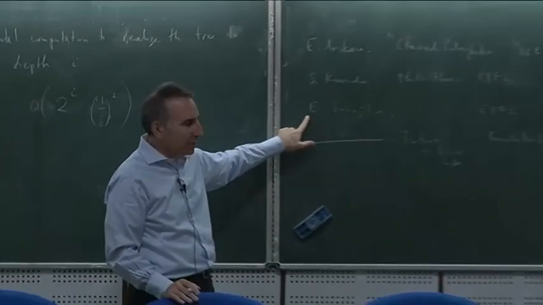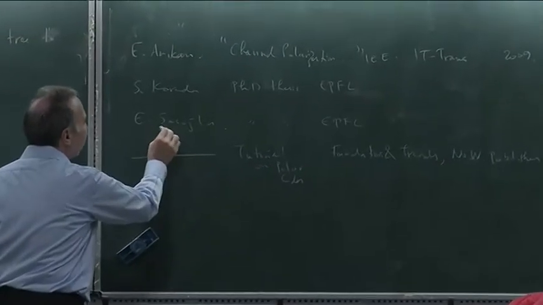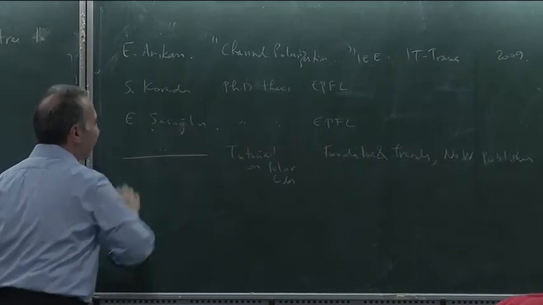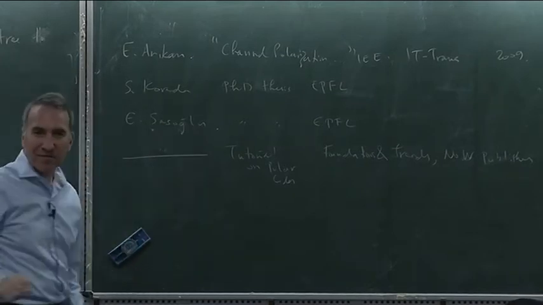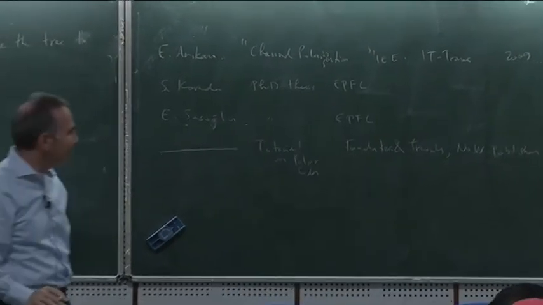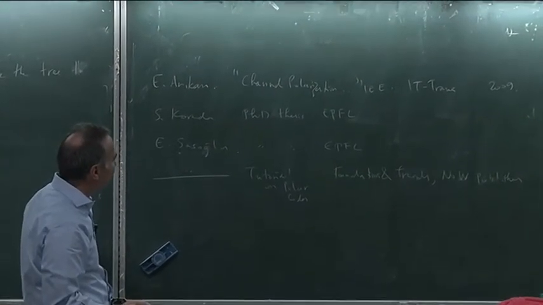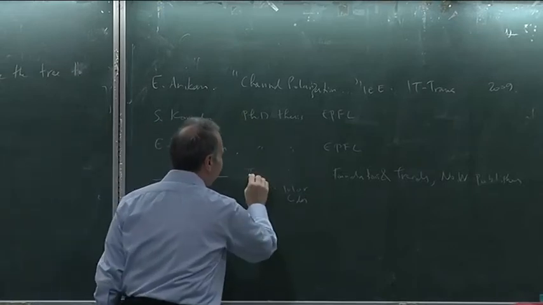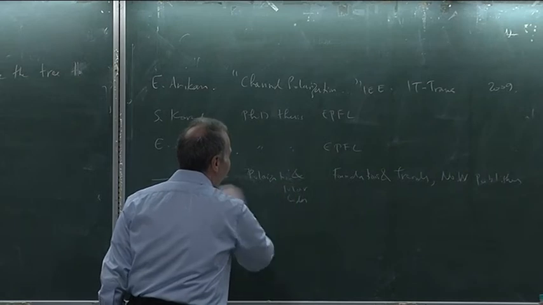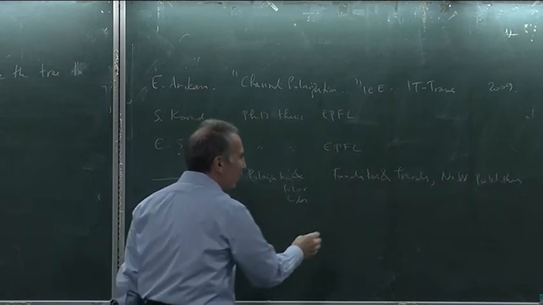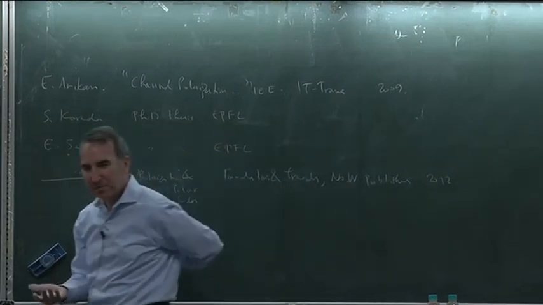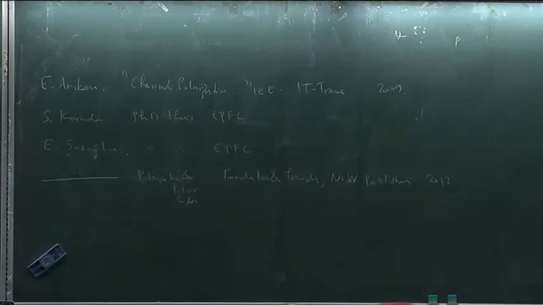Same author. So this E is Eren, Sasoglu. The title of this is Polarization and Polar Codes. Which one? Fourth one. The title is Polarization and Polar Codes. I see. And it appeared in October 2012. Foundations and Trends in Communications and Information Theory. And polar codes. You said what, 2012? Yes, October 2012. Okay.